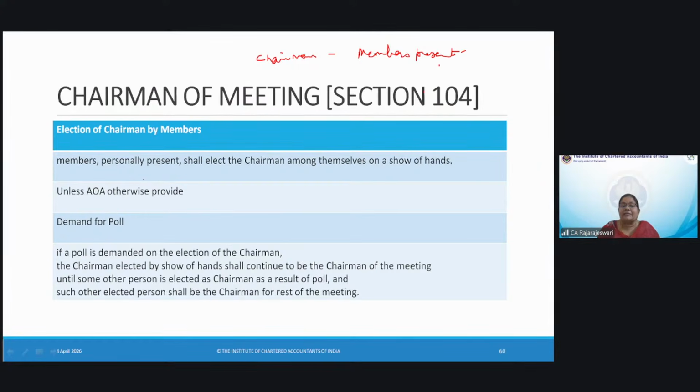Then suppose the articles otherwise provide. The members personally present shall elect a chairman among themselves on a show of hands, unless the articles specifically provide that a poll should be conducted and only through a poll he should be elected. Suppose a poll is demanded for the election of chairman, the chairman elected by show of hands can continue till the result of the poll is declared. Then for the rest of the meeting, some other person can be the chairman of the meeting.